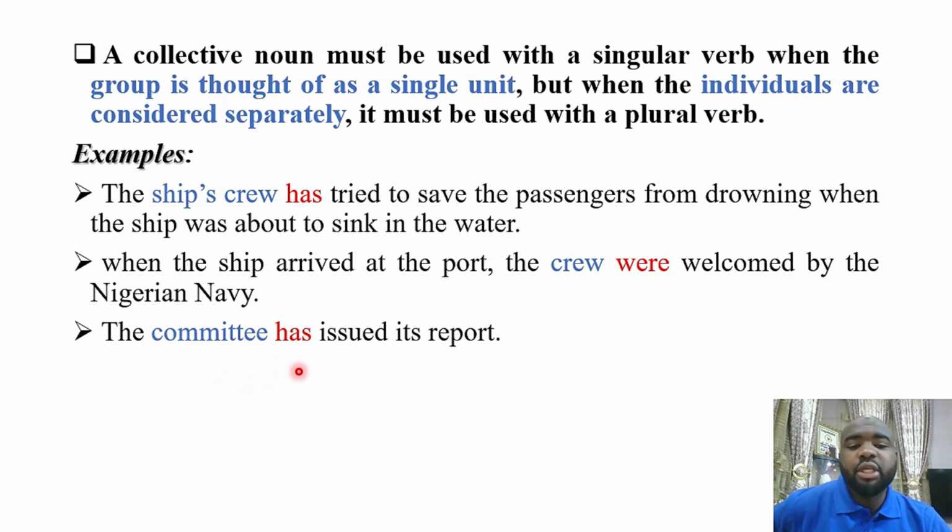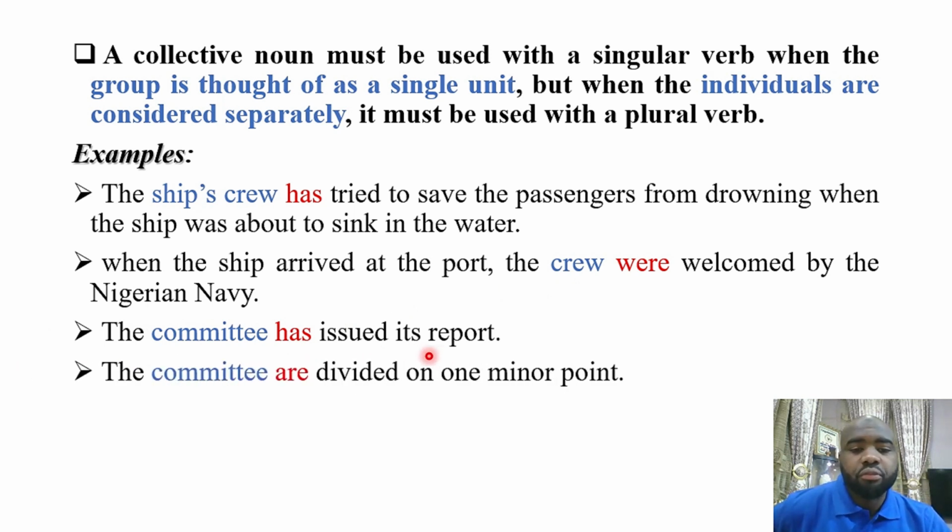The committee has issued its report. Committee as a whole. Whereas here, the committee are divided on one minor point. The individual members of the committee are divided on one minor point. Individual members. Singular, plural.